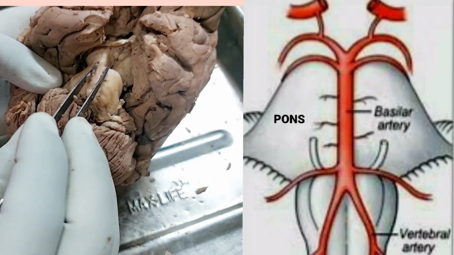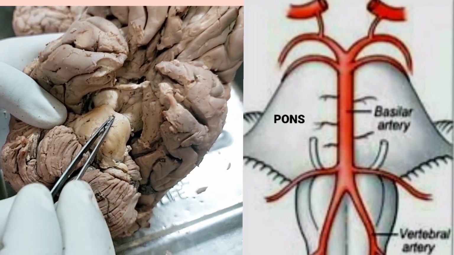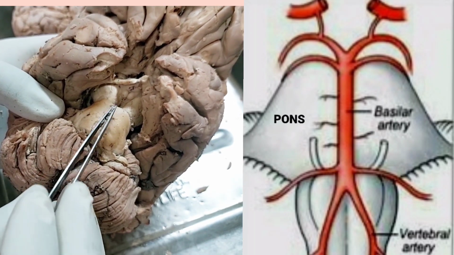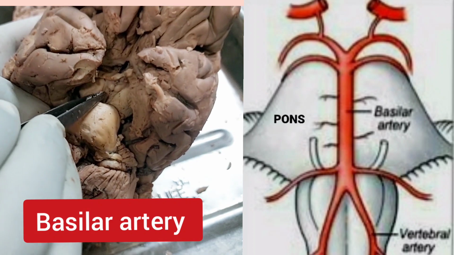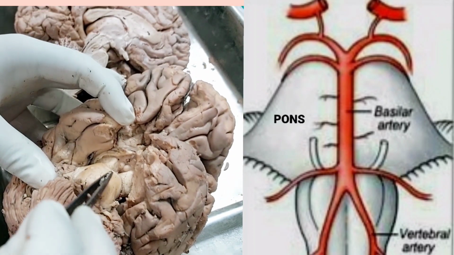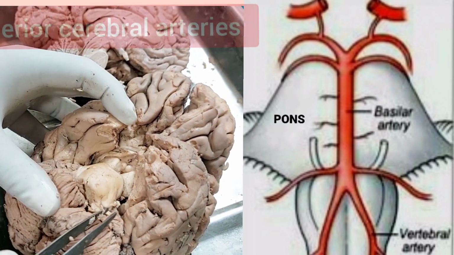And you know this is the pons. In front of the pons in the midline there is a sulcus called the basilar sulcus. Here you will get one artery called the basilar artery. It divides into two terminal branches here. So these two terminal branches are the posterior cerebral arteries.